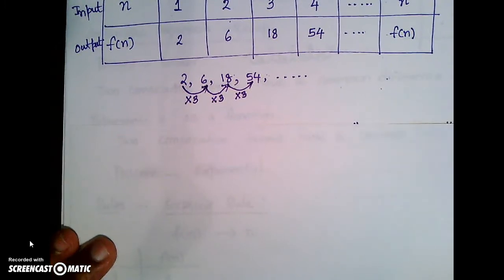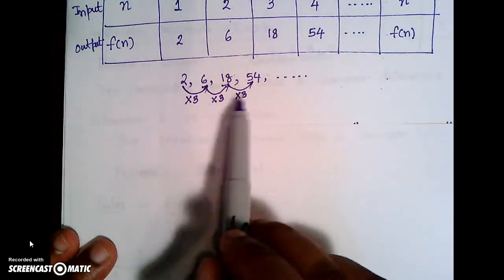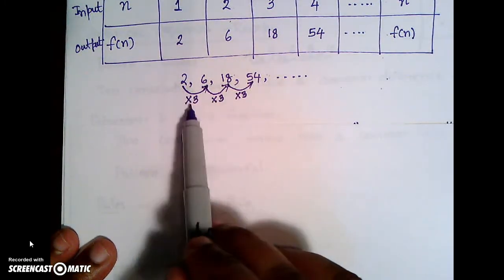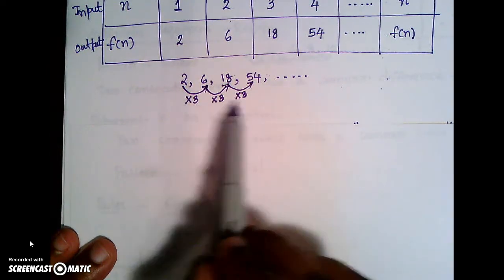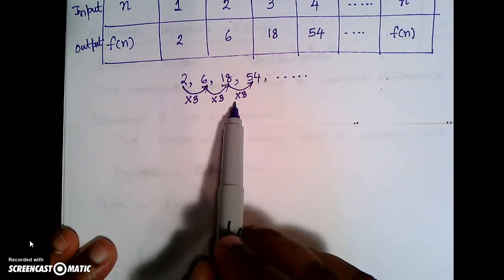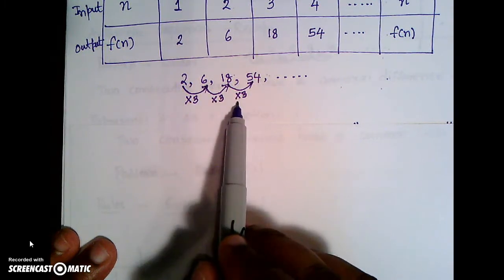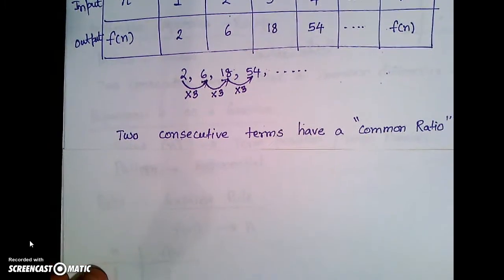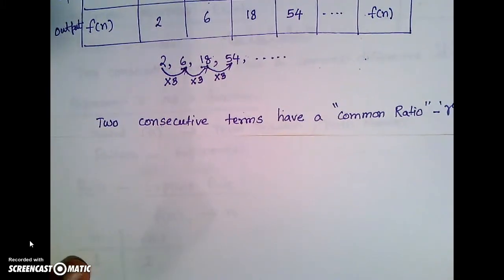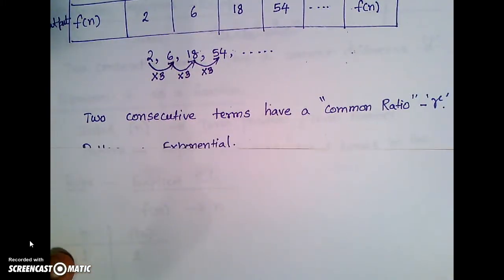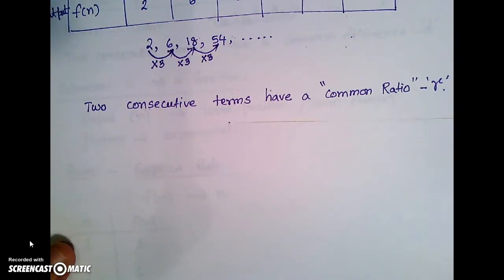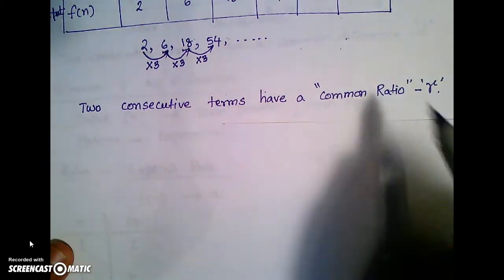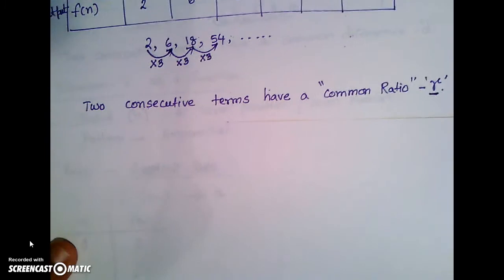Which is a pattern of an exponential function, right? In exponential function, we saw this and we called it something. We called it our, yes, that's your common ratio. All right. So in my geometric sequence, the two consecutive terms have a common ratio. In this case, the common ratio is represented by the letter R.